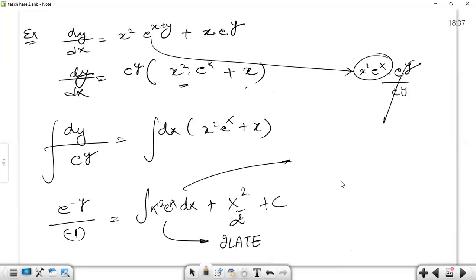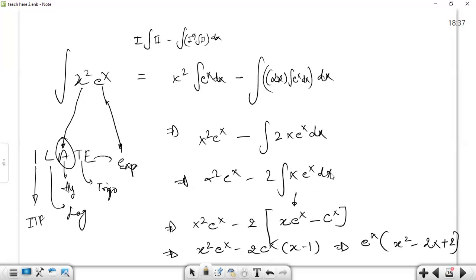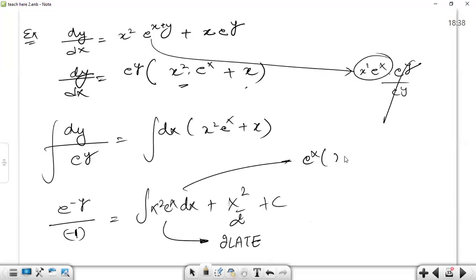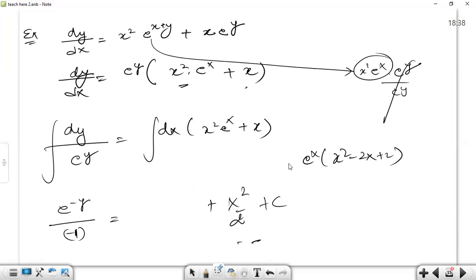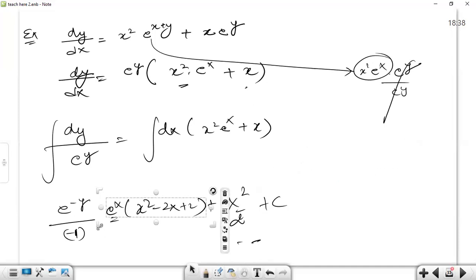So going back, and adding whatever integration we got, e raised to power x into x square minus 2x plus 2, and plus the remaining. So this is our answer. Simply. Clear? Yes, sir. This is our answer now.